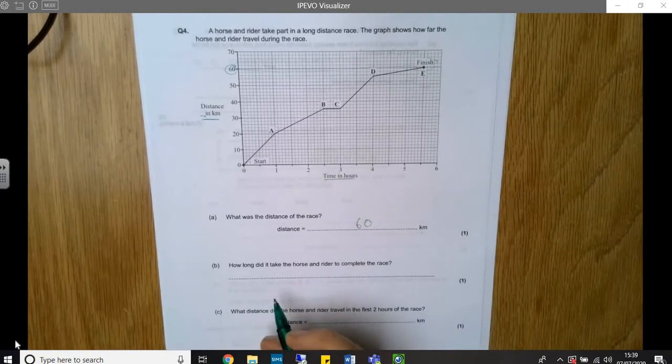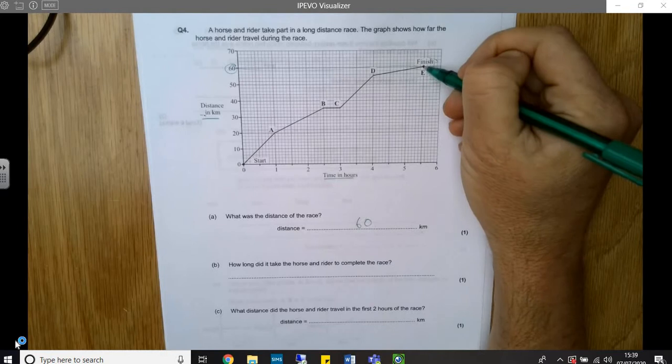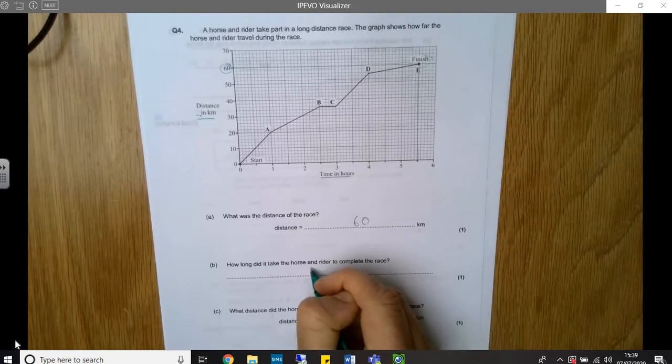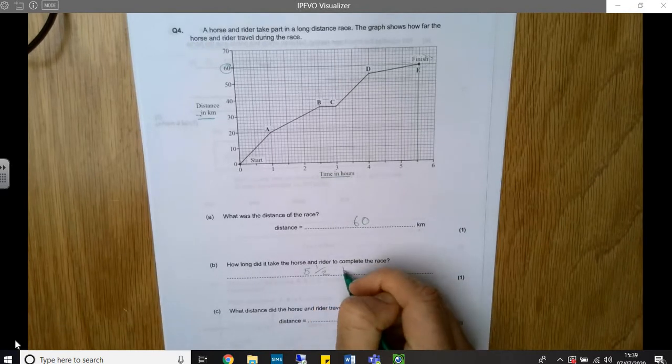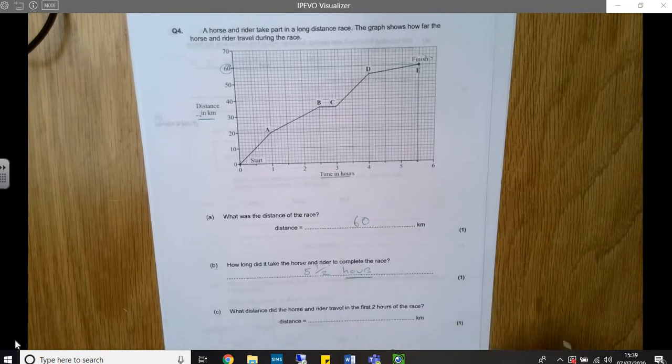Next question, how long did it take for the horse and rider to complete the race? Okay, so we're just going to again come down here and we're going to say that it was 5.5 hours, and we need to make sure we've included the unit.